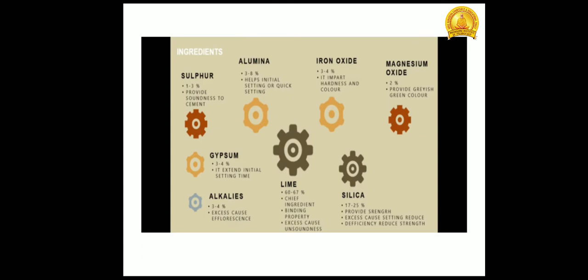Unsoundness means it can undergo larger expansion even after setting. That means a change in volume can happen. This change in volume can adversely affect the structure by reducing its durability.